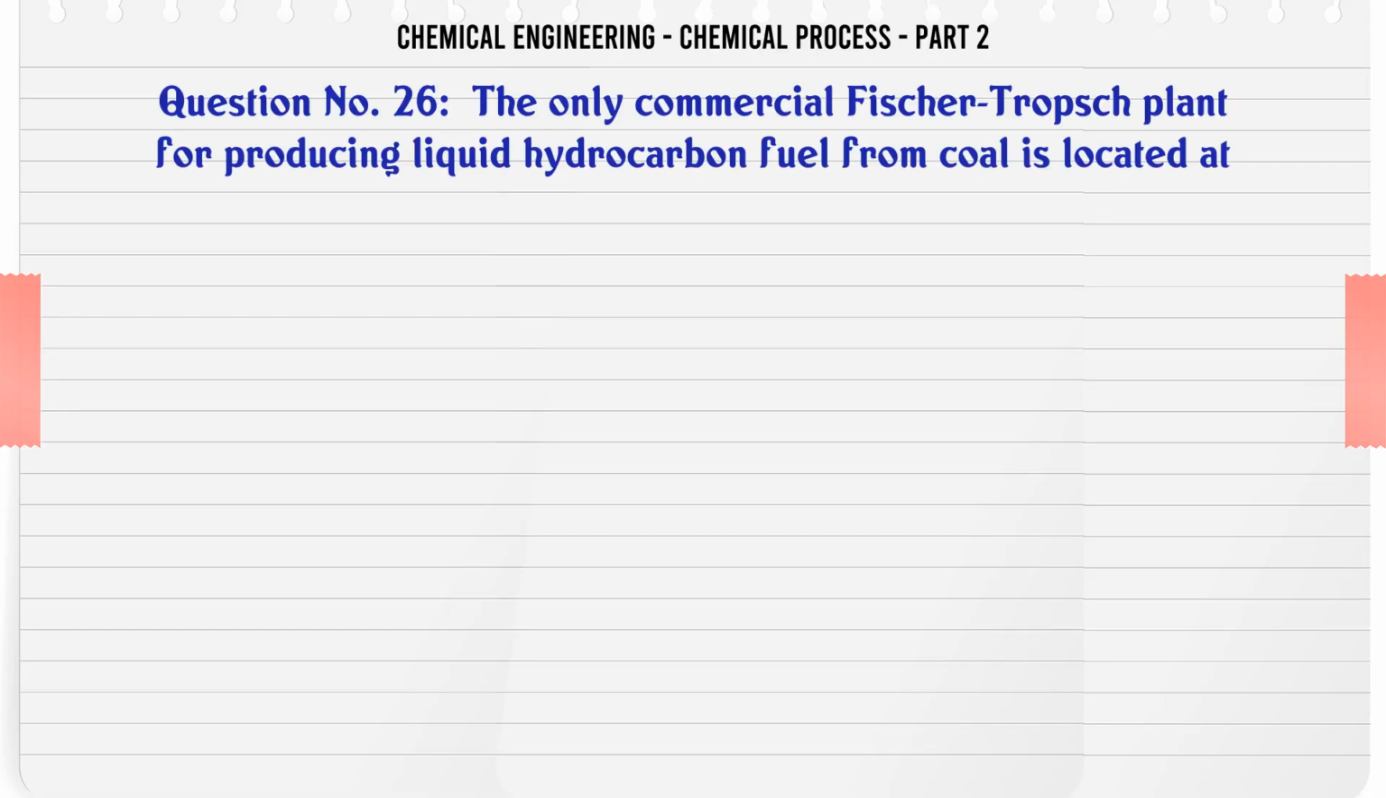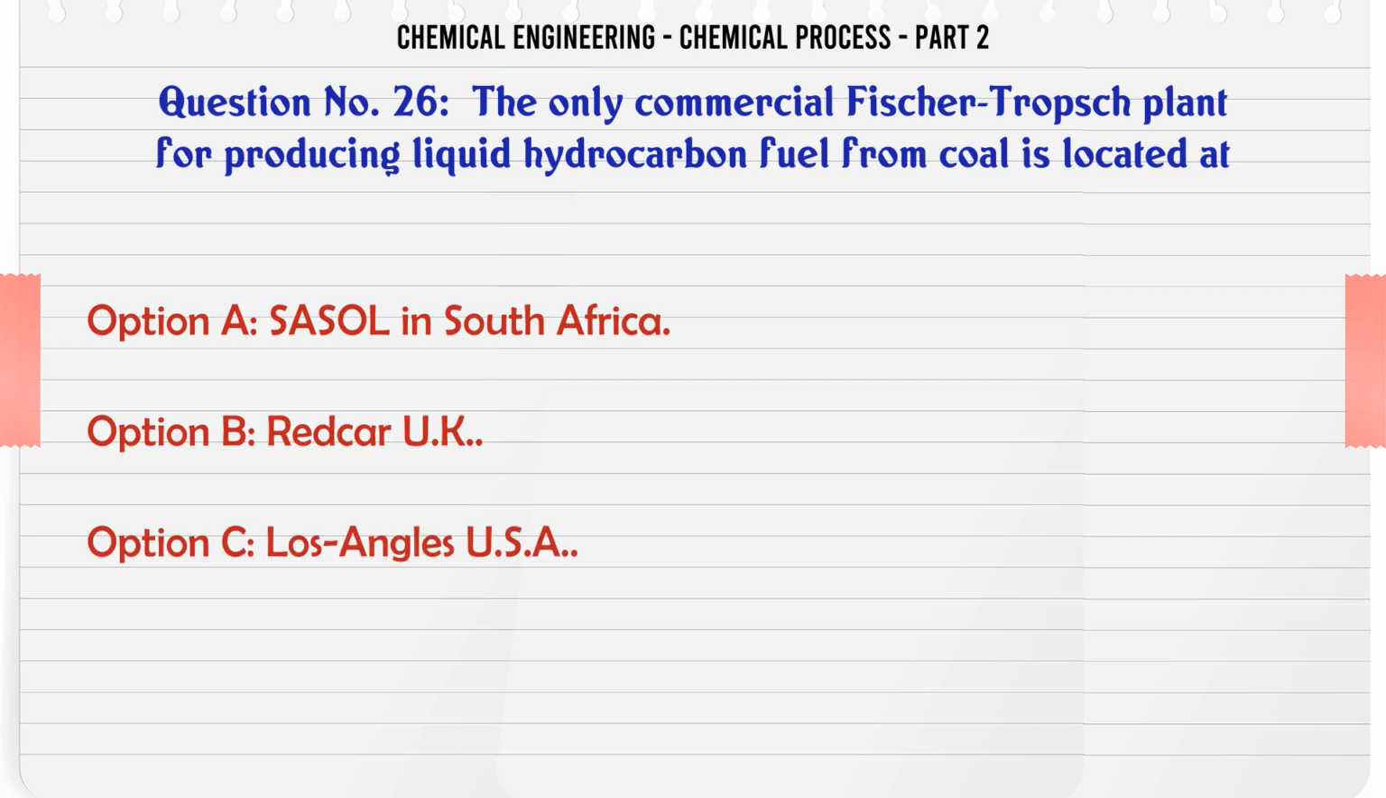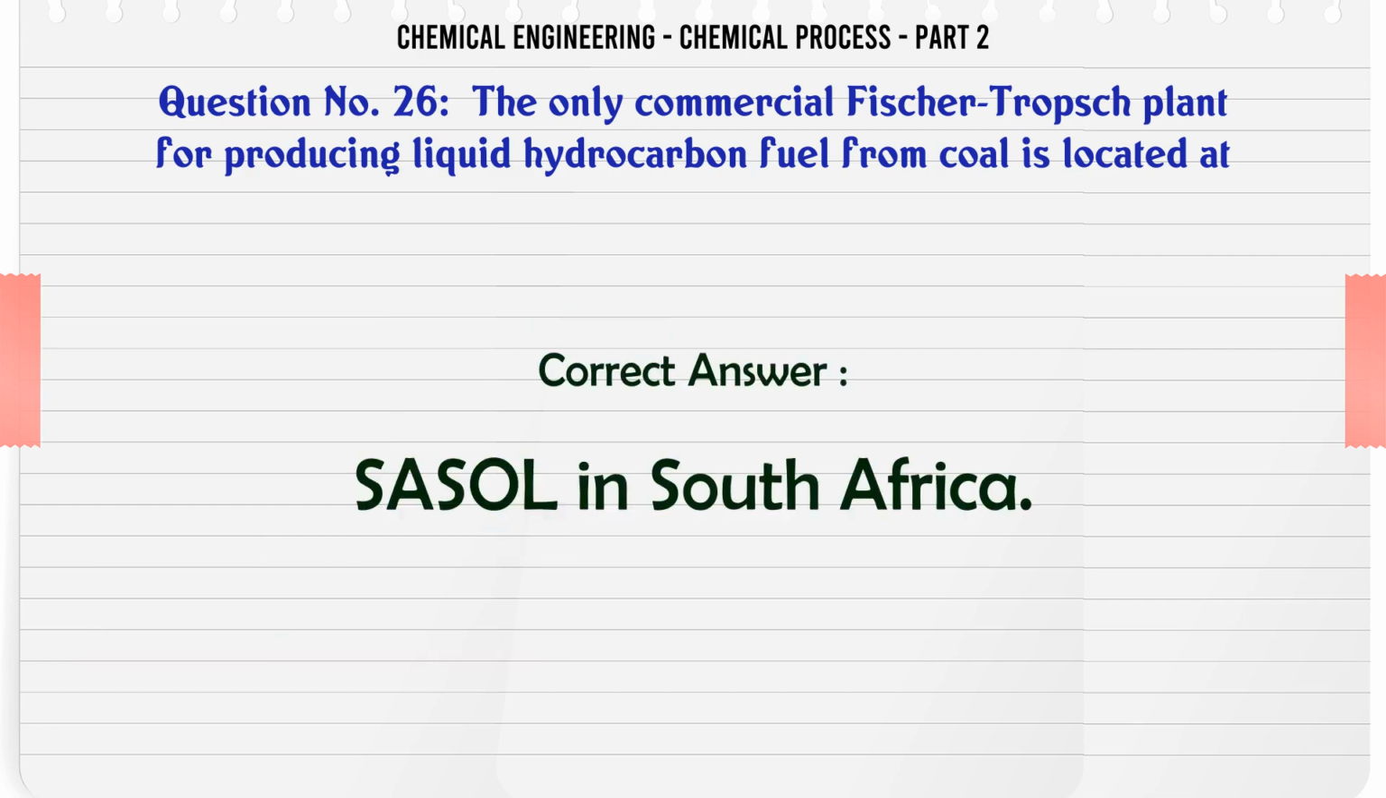The only commercial Fischer-Tropsch plant for producing liquid hydrocarbon fuel from coal is located at A. Sasol in South Africa, B. Redcar UK, C. Los Angeles USA, D. Mumbai India. The correct answer is Sasol in South Africa.